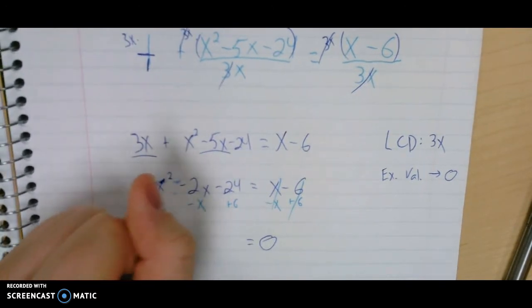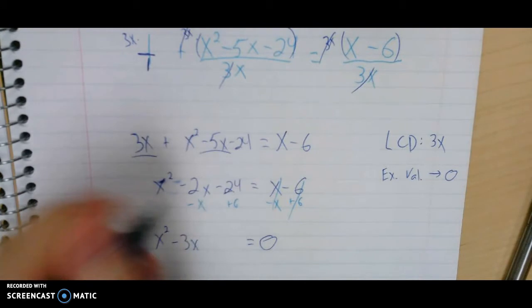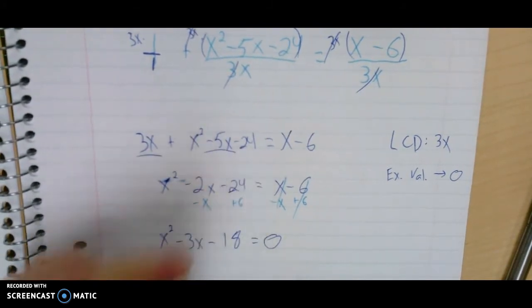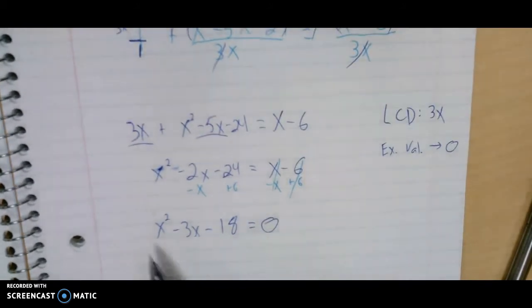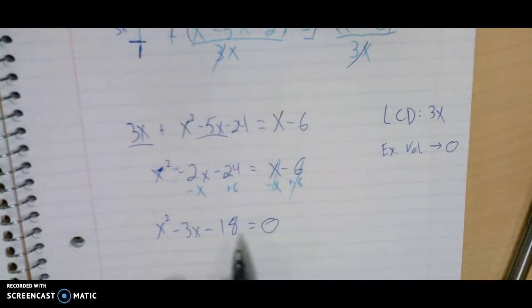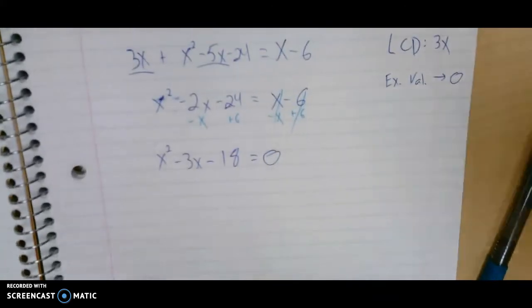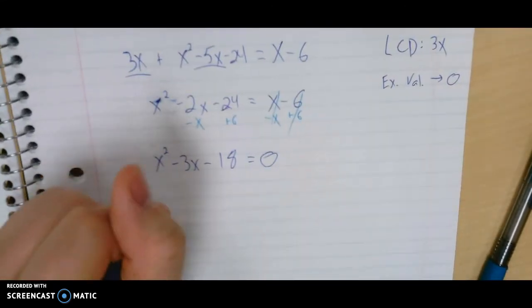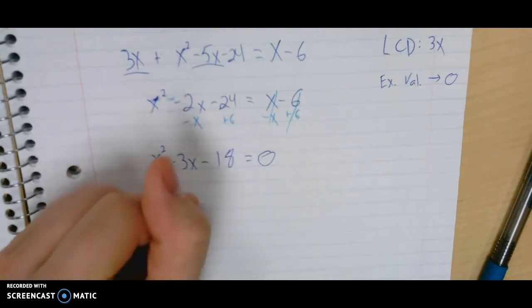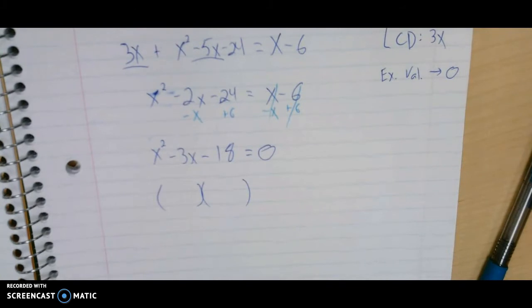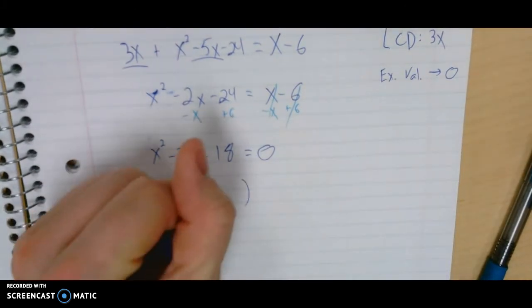So we've got x squared minus 3x. Let's see, negative 24 plus 6. Negative 24 plus 6 is negative 18. So now I have x squared minus 3x minus 18 equals 0. And I need to solve. So we'll solve by factoring. There is no GCF. Instead, I just need two numbers that would multiply to negative 18 but add up to a negative 3. So I'll start them off with an x.